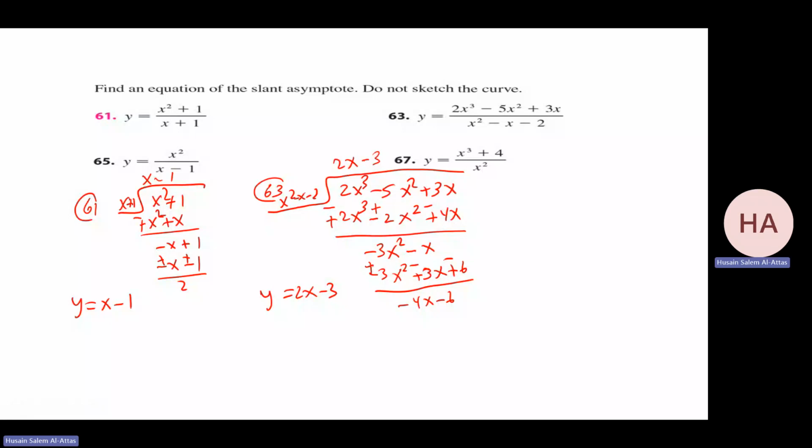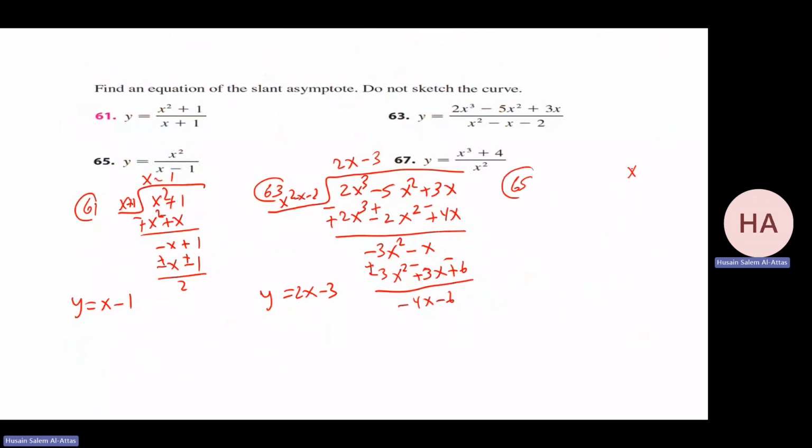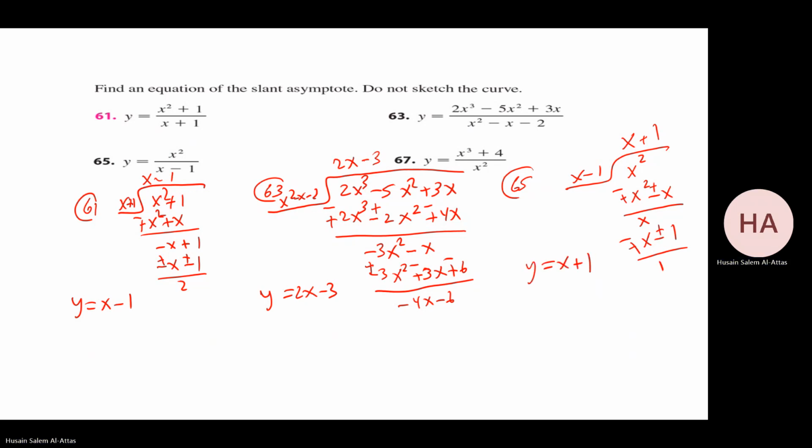Okay. 65, x squared over x minus 1. That will be x. Multiply. I'm getting x squared minus x. Change the sign. That will be plus x. Are we done? No. Divide again, plus 1. So I have x minus 1, minus plus, that will be 1. So my slant asymptote is y equal x plus 1.